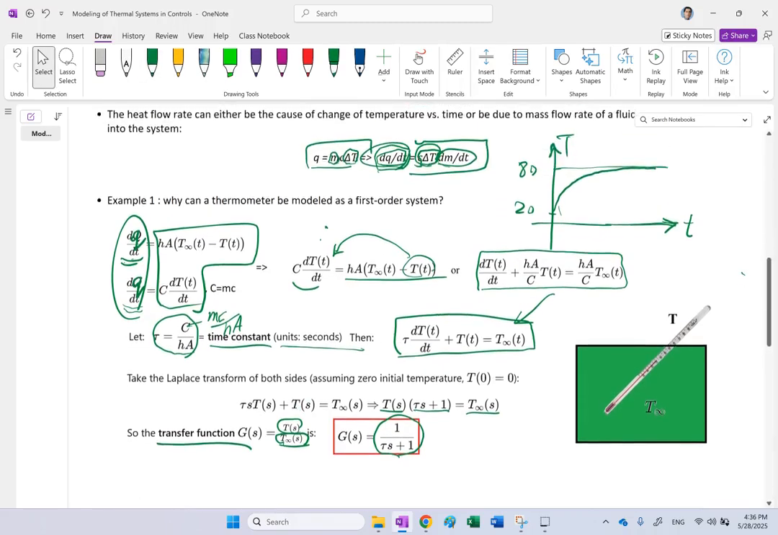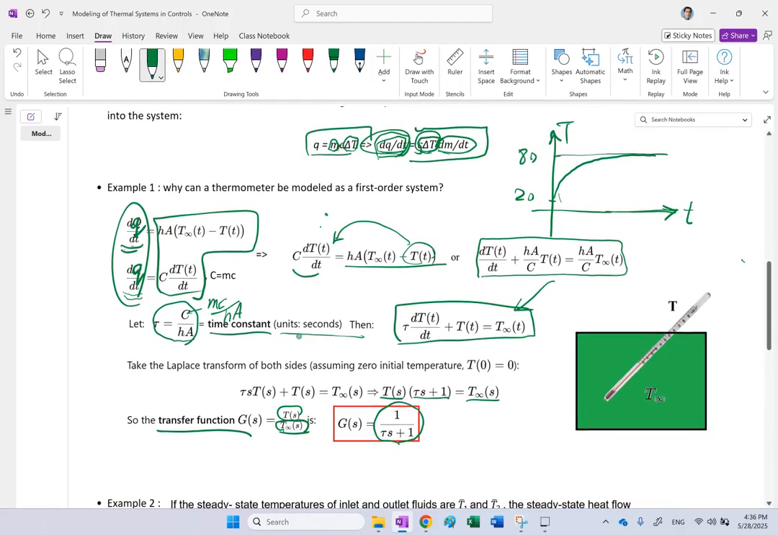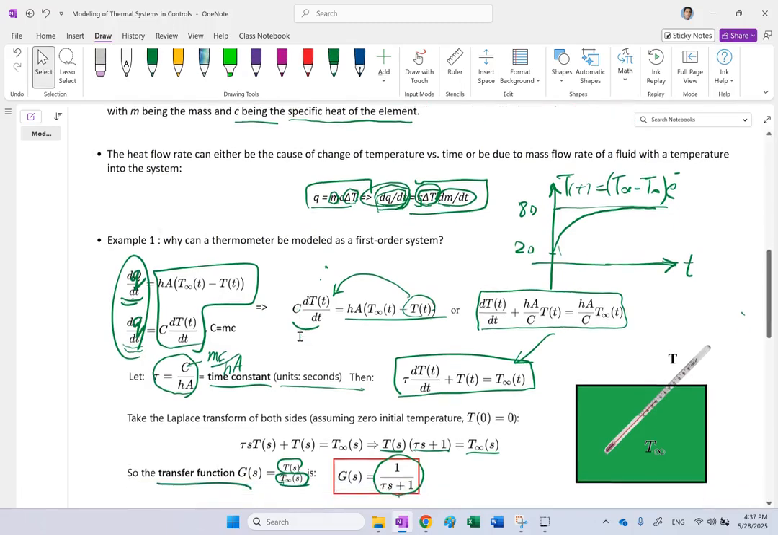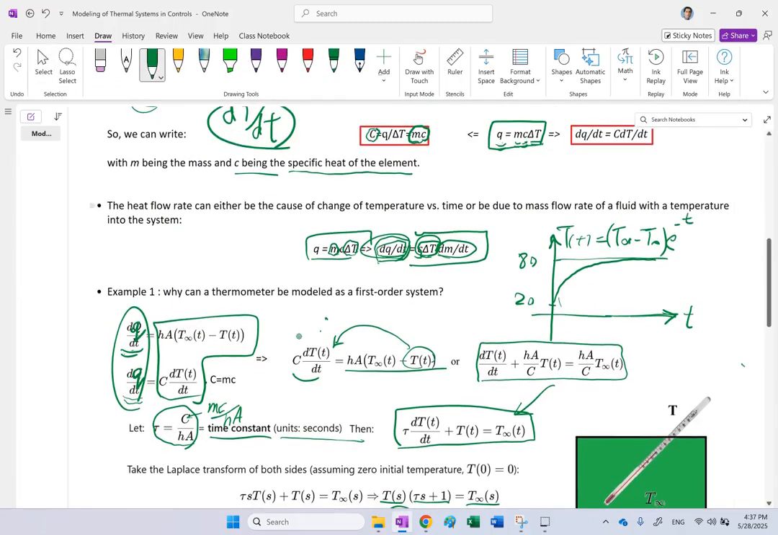And you know, a first order system, the way that it behaves is exactly an exponential behavior, right? So this is basically going to be T final minus T initial, right? Or in this case, T ambient minus T initial, times e to the negative, let's make sure the root is negative 1 over tau, so negative t over tau, and of course plus T naught.